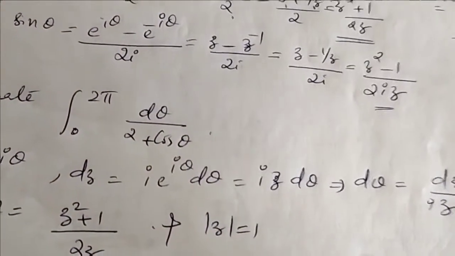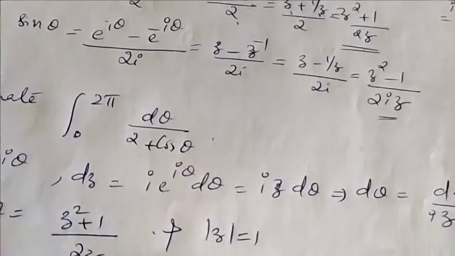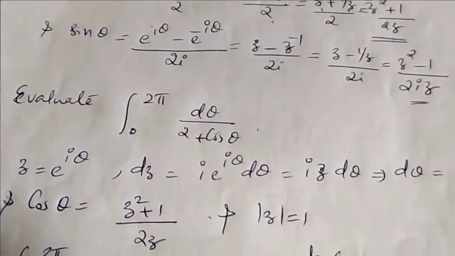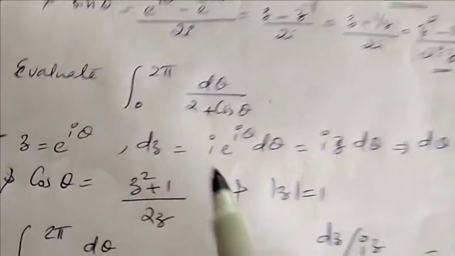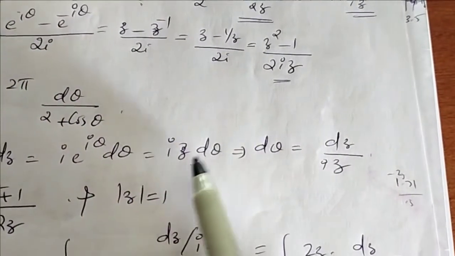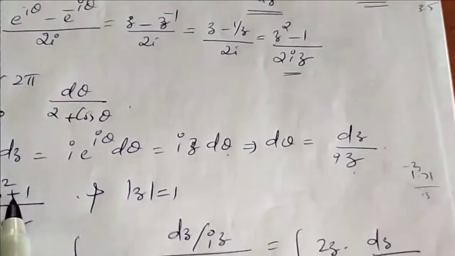Okay. For this question, integral 0 to 2 pi d theta by 2 plus cos theta. So here, first of all, put z is equal to e raised to i theta. So dz will be i e raised to i theta d theta, or iz d theta. So d theta is dz by iz. Cos theta is z square plus 1 by 2z. That we have already done.